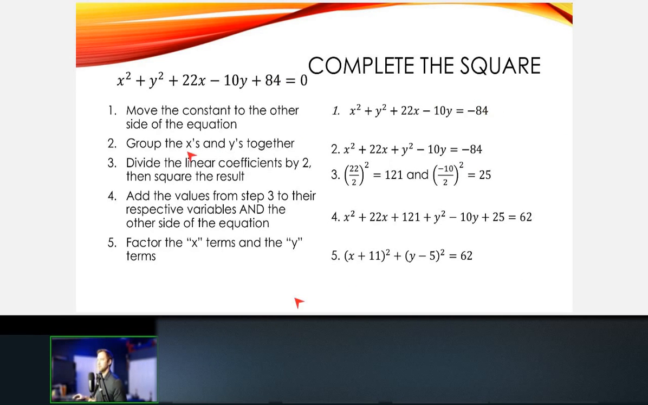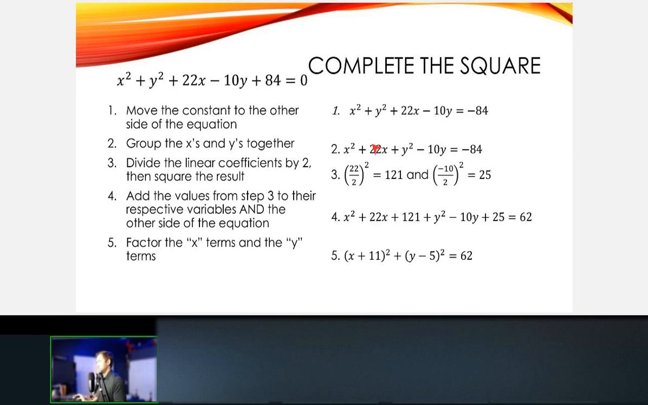Step 2, we want to group the x's and y's together. So we just reorder the terms. You put the x stuff together, so there's your x squared and there's your x term. There's your y squared and then there's your y term. I also do something I didn't put in these directions: I leave space. After this 22x, I'll leave a little space to put a constant, which I'm going to show you on the next page. And same thing after this y term, I leave a little space for another constant value we're going to put in.